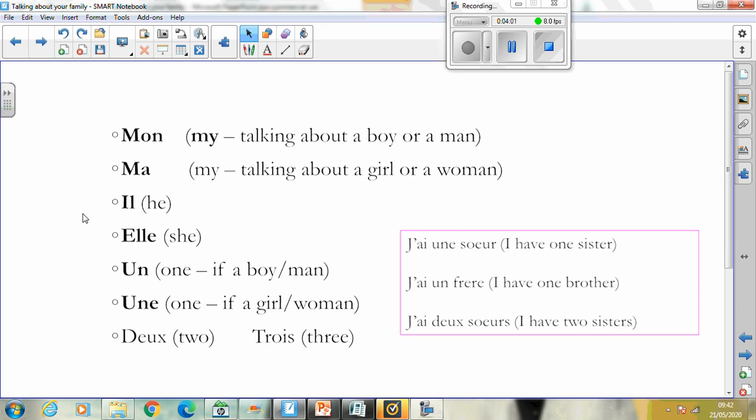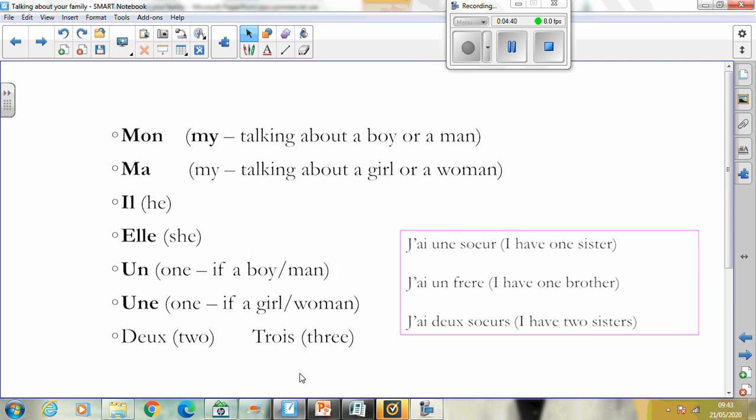Now here's a bit of background information for you. We've already said mon and ma both mean my. We use mon when we talk about a boy or a man, and ma when it's a girl or a woman. If we want to talk about our brothers or our sisters, we need to know some numbers. Un or une means one, but un if it's a boy or a man, une if it's a girl or a woman. Deux means two and trois means three.